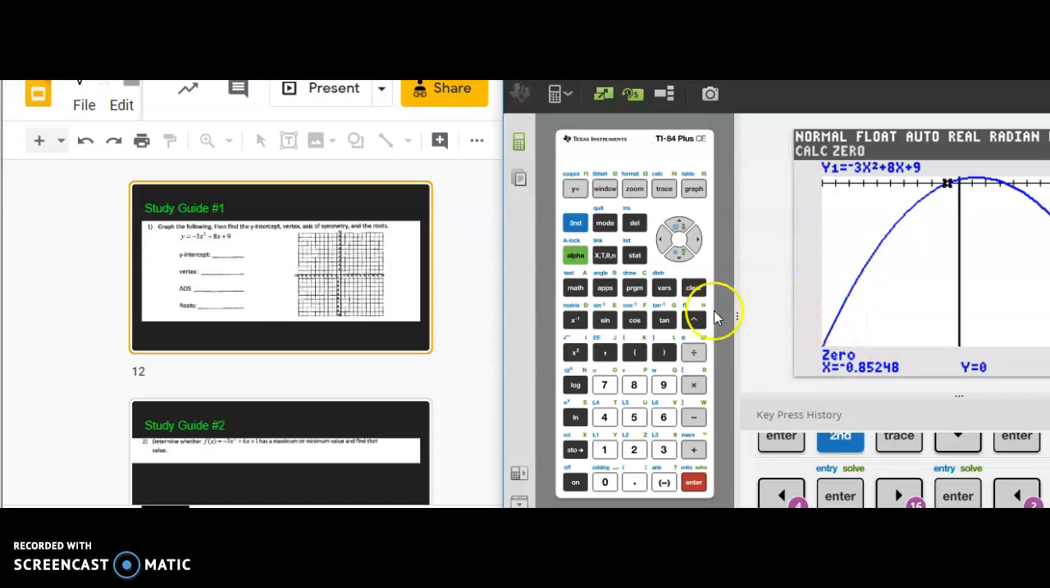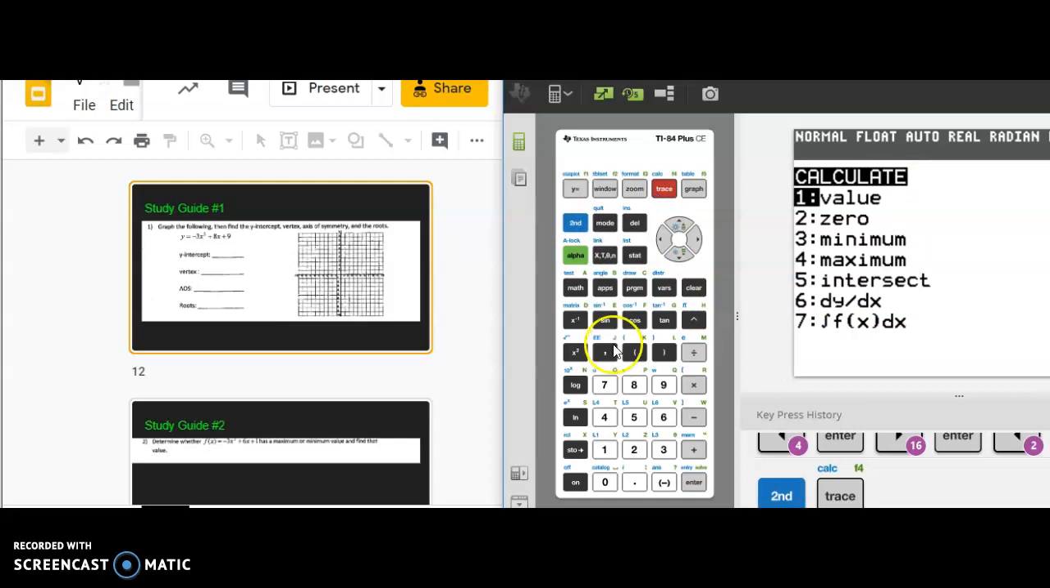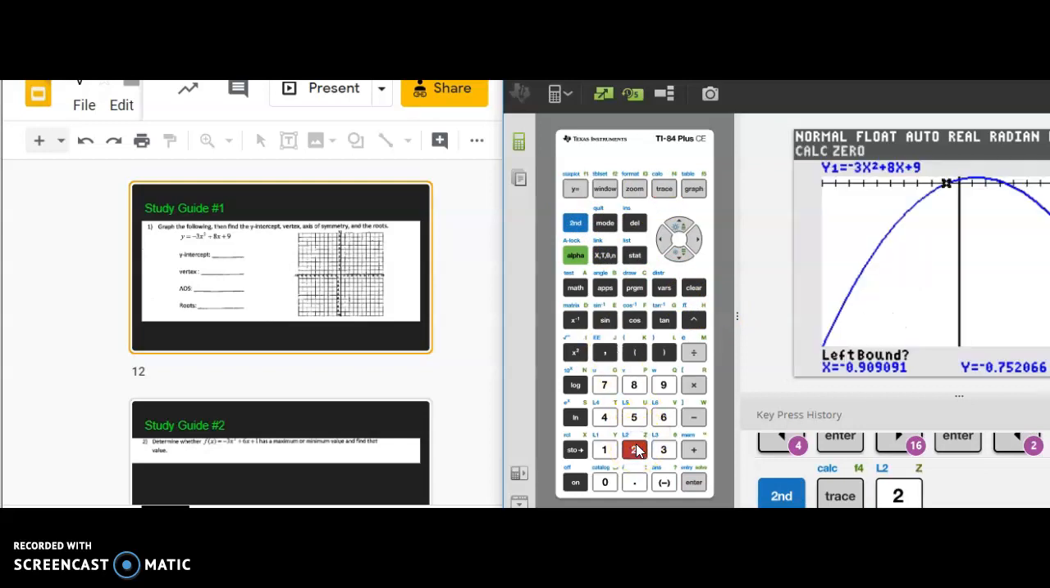So we need to do it again in order to find the second intercept. So second trace. Again, we're looking for a 0, and it says left bound. So remember, now we're finding this 0, this solution right here. So we need to be to the left of that. So we're going to move our cursor over, make sure that it's above and to the left of that one, and hit enter. And then it says right bound. So we're going to make sure that we are to the right of where we think our solution is, and hit enter. And then it says guess.